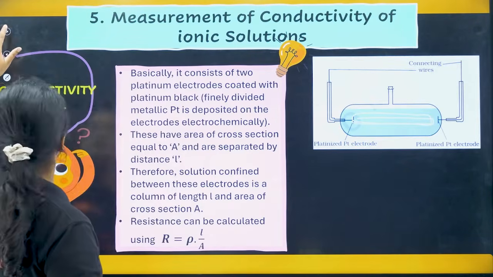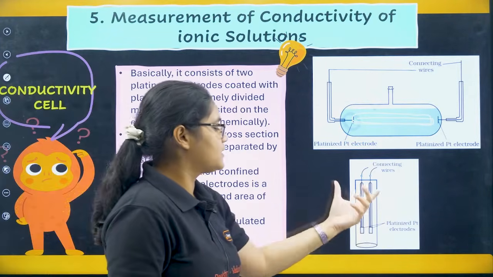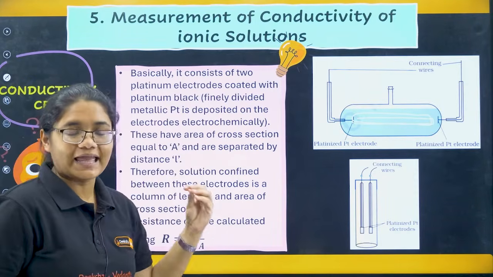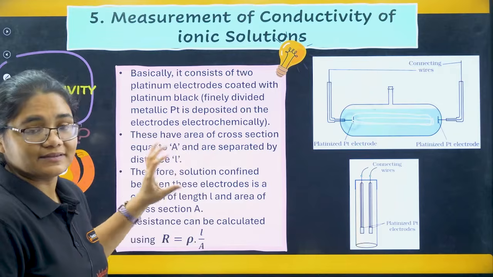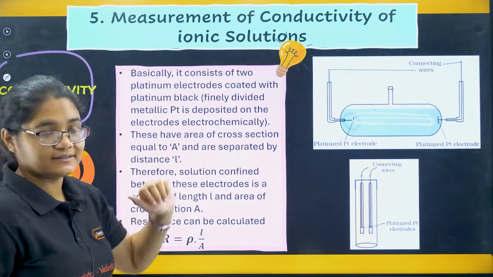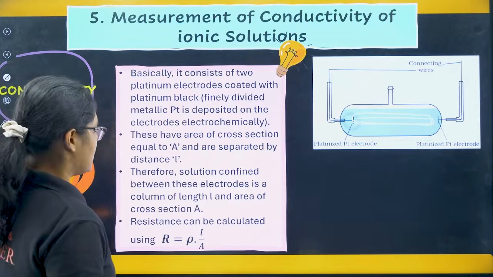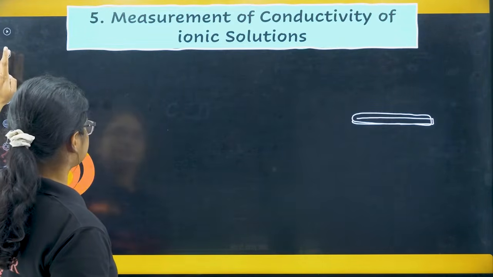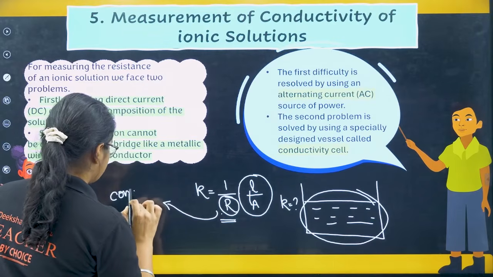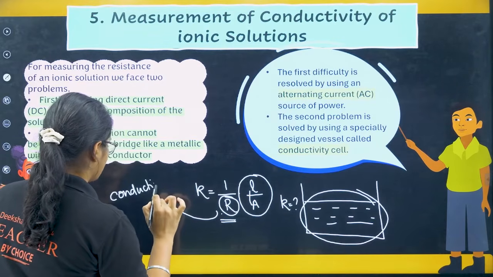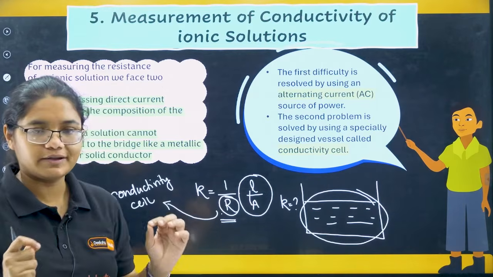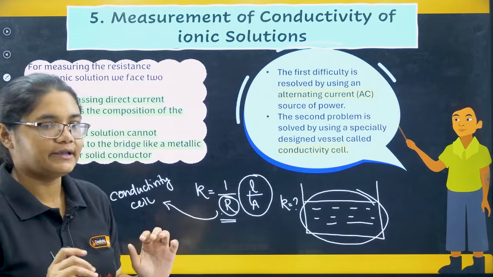And we have another also. There are different types of conductivity cell. These are some examples. So this conductivity cell can be used to calculate the resistance. Now, how can we calculate the resistance? Resistance we can calculate using a conductivity cell. We'll use the conductivity cell and connect it to the Wheatstone bridge, and we will pass alternating current.